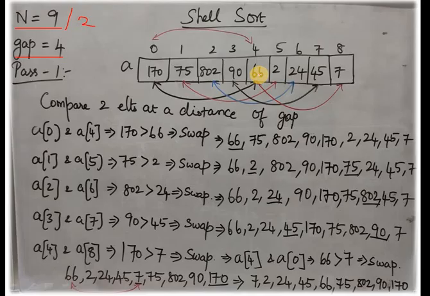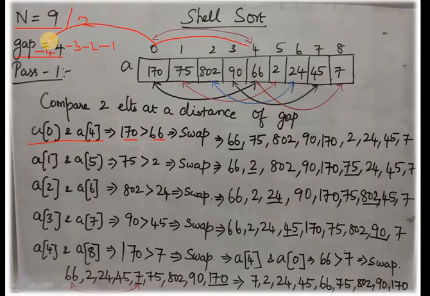Here A of 0 and A of 4 will be compared first. What is the element in A of 0? It is 170, and 170 is compared with 66. 170 is greater, so the left side element is greater than the right side element. Usually, if your array has indexes like -1, -2, -3 and -4, you have to consider the left side gap also. A of 0 is compared with A of 4, as well as A of 0 with A of -4.